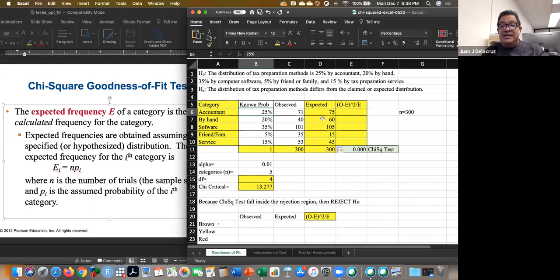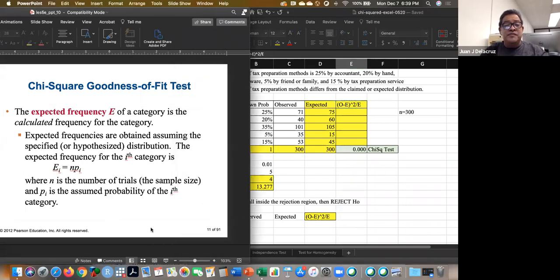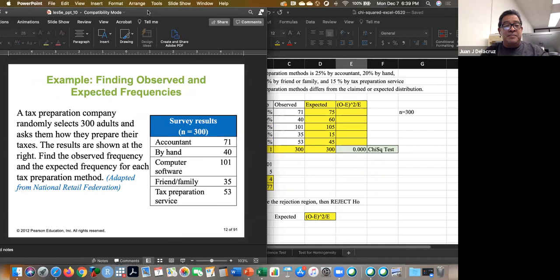I did the same here. The sample size times the known probability for by hand, and so on and so forth. So at the end, I know that I am right because I am having 300 elements in each arm, okay? So what is my goodness of fit all about? We have this tax preparation company that randomly selects 300 adults and asks them how they prepare their taxes. The results are shown at the right. Find the observed frequency and the expected frequency for each tax preparation method.